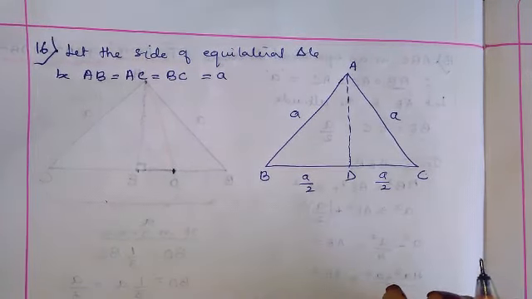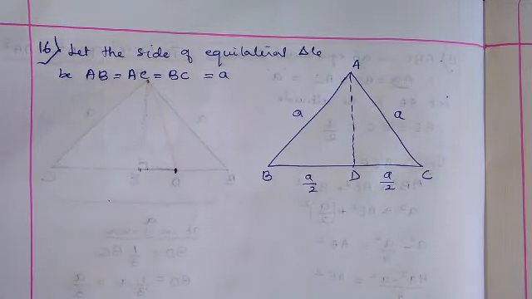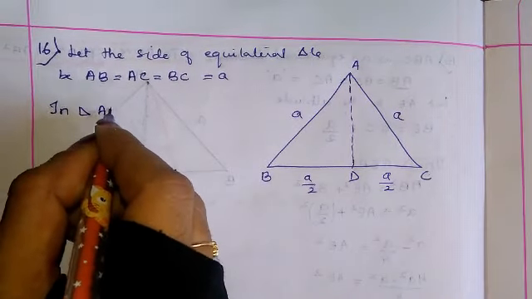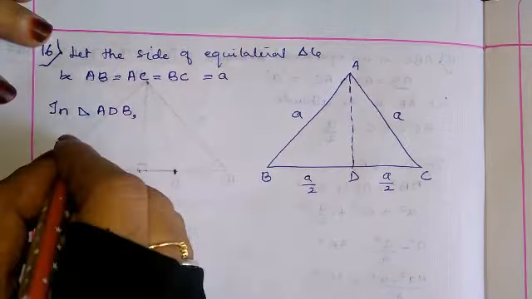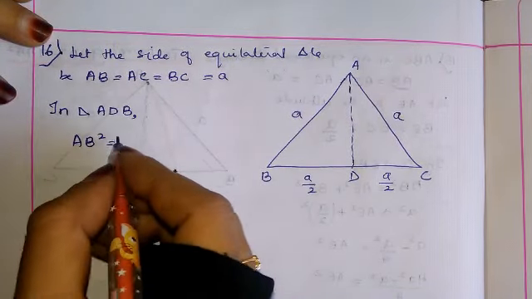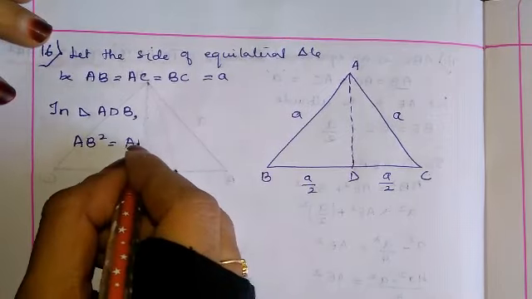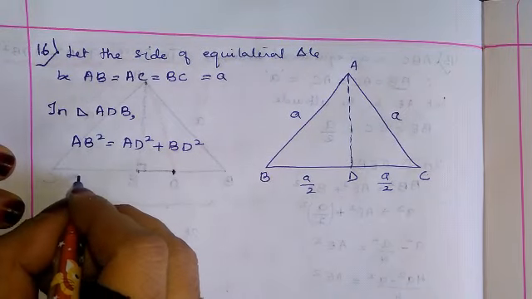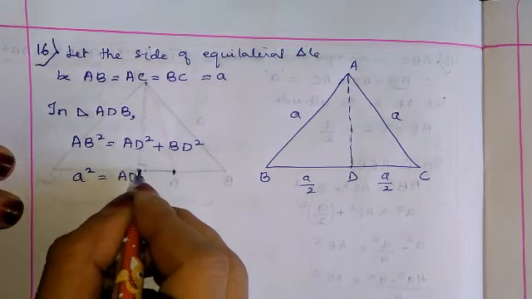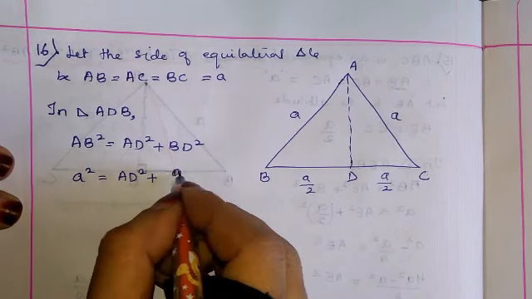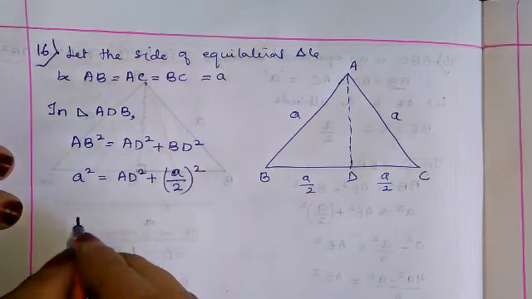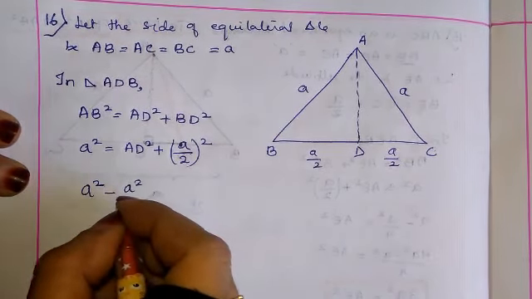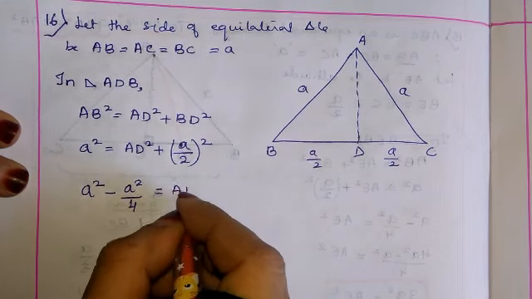Okay, now let us take any one triangle. I am taking any one triangle. In triangle ADB, AB square is equal to AD square plus BD square. Okay, AB is A, so A square is equal to AD, we don't know, the altitude, plus BD, A by 2. A square as it is minus A square by 2 square, that is 4, is equal to AD square.